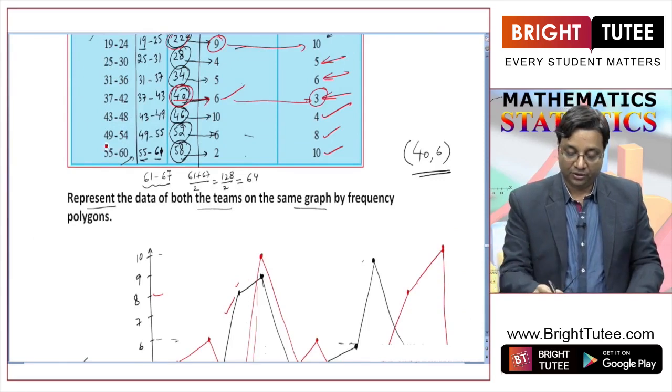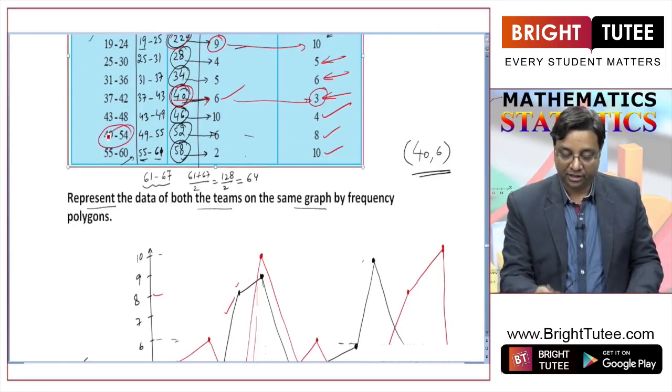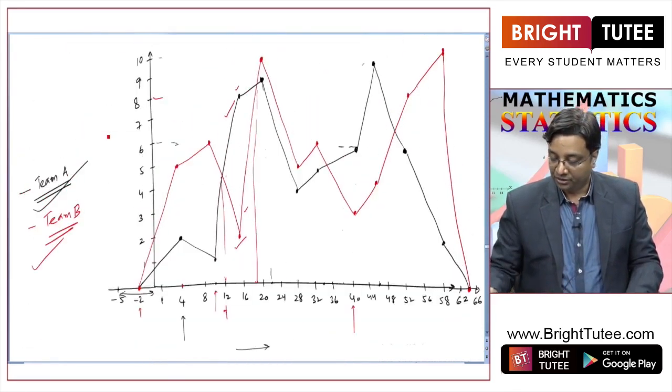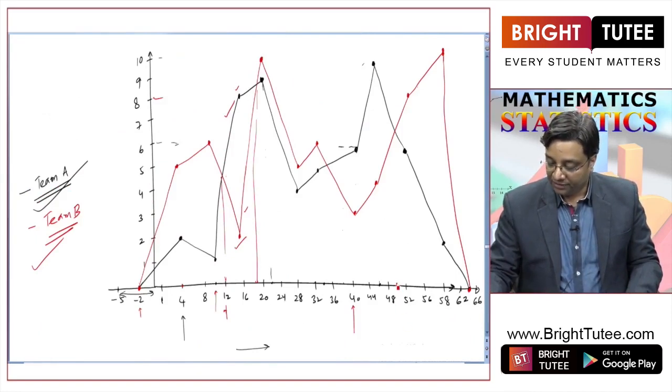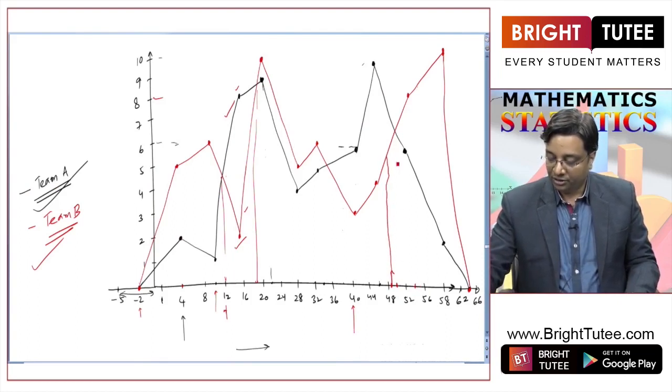Okay, so if you want to compare the performance between the 49th and 54th ball, you just go here. So this is roughly 49 and this is 54. So between these two, which graph is lower?